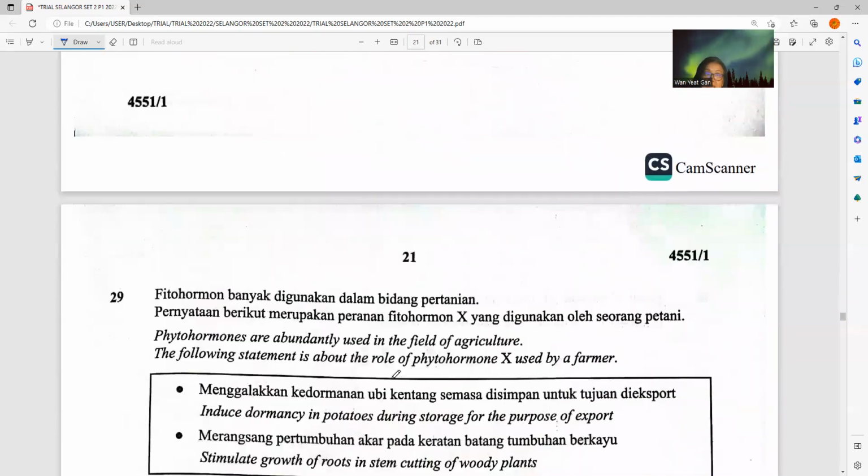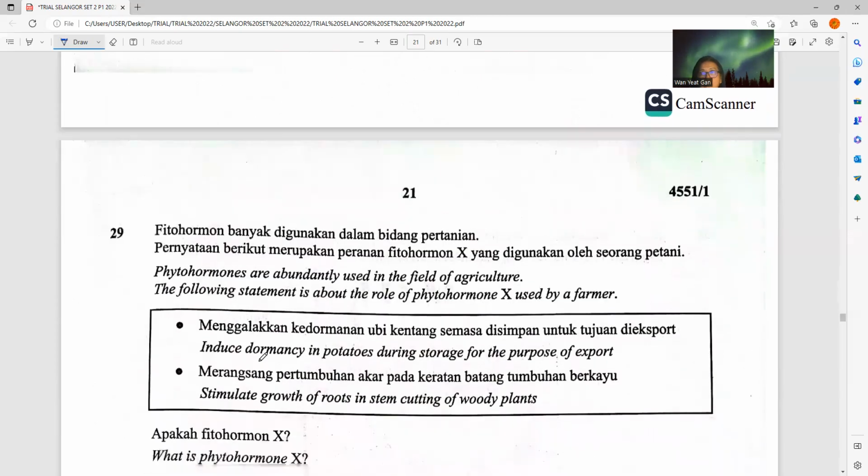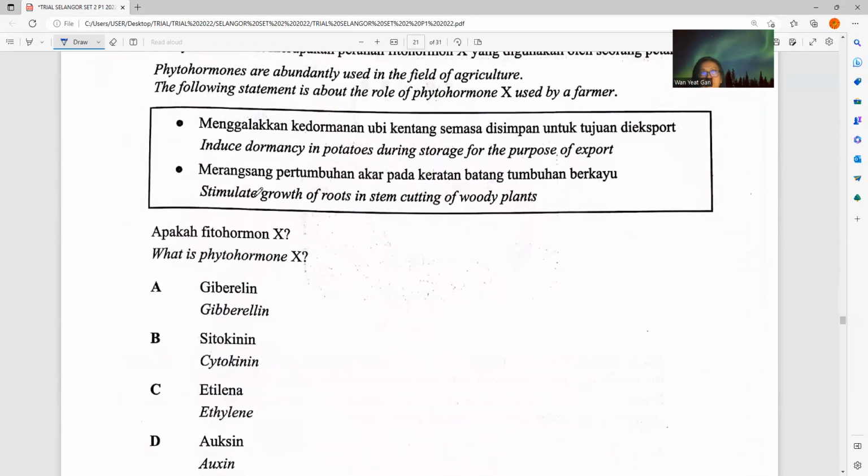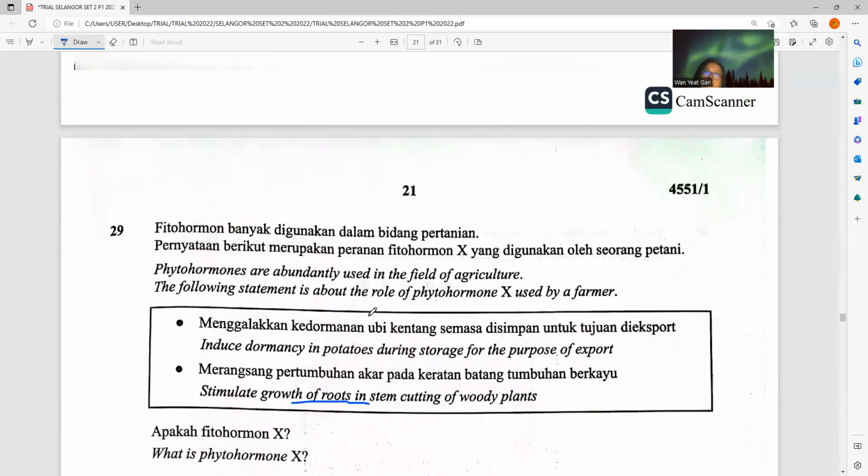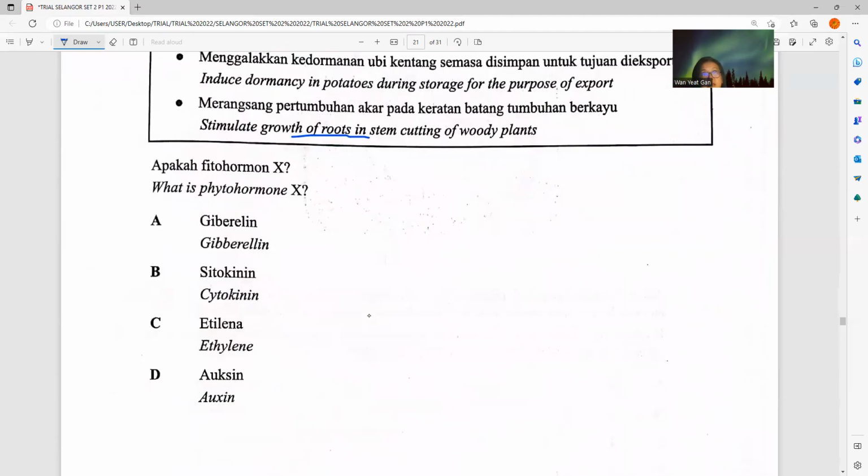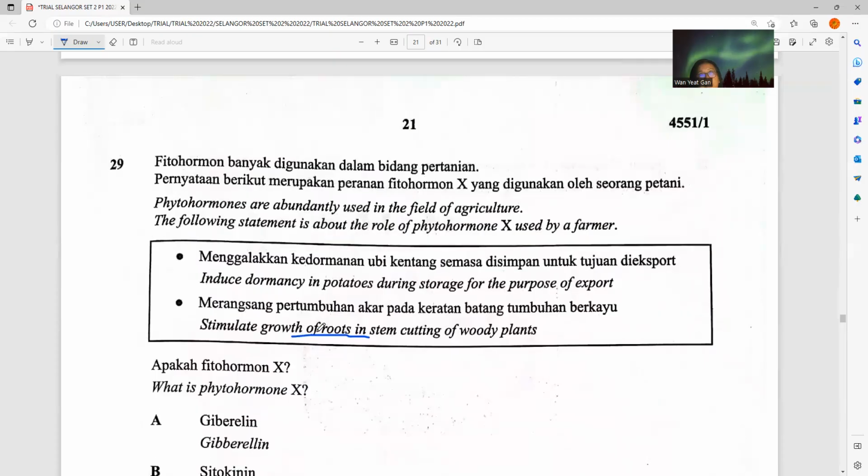Okay, 29. The phytohormones are abundantly used in the field of agriculture. The following statement is about the role of phytohormone X used by a farmer. The farmer used it to induce dormancy in potato during storage for the purpose of export and to stimulate the growth of roots in stem cutting. So the answer here is D. Auxin is the hormone that can stimulate growth of roots in the stem cutting, as well as induce dormancy. Yeah?